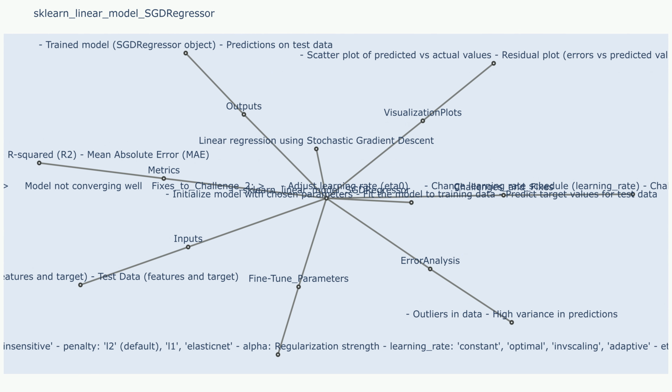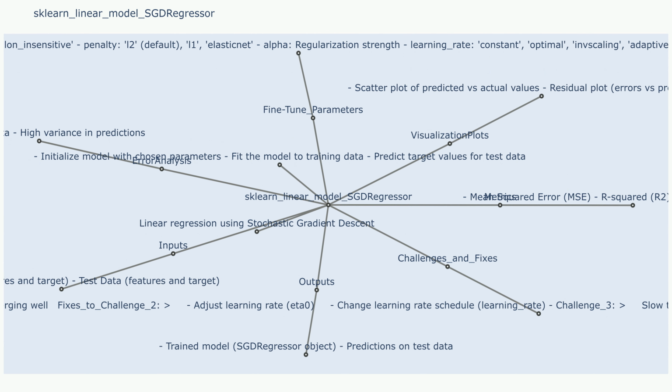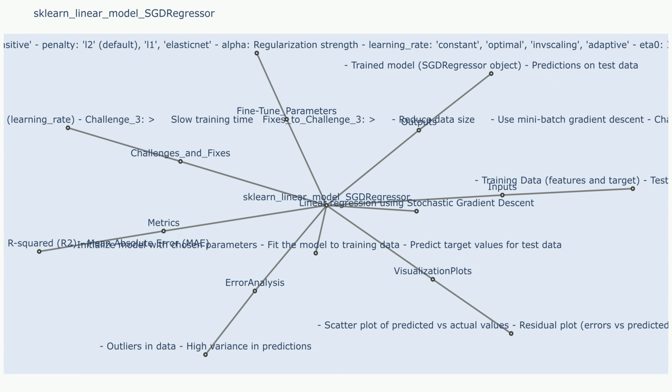Challenge 1: slow convergence. Gradient descent can be slow to converge, especially on large datasets with complex relationships. Sample use case: training an SGDRegressor on a large dataset with a high number of features and a complex target variable. Fixes: increase the maximum number of iterations, max_iter. Use a more efficient learning rate schedule, e.g. scaling or optimal. Reduce the batch size. Consider using a different optimization algorithm, e.g. ADAM.